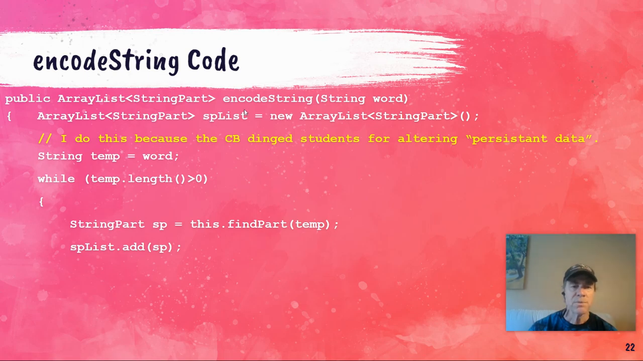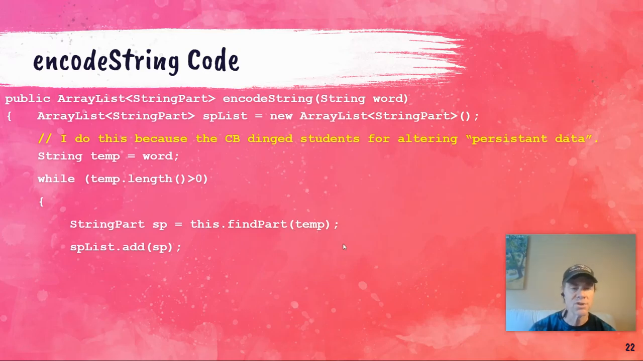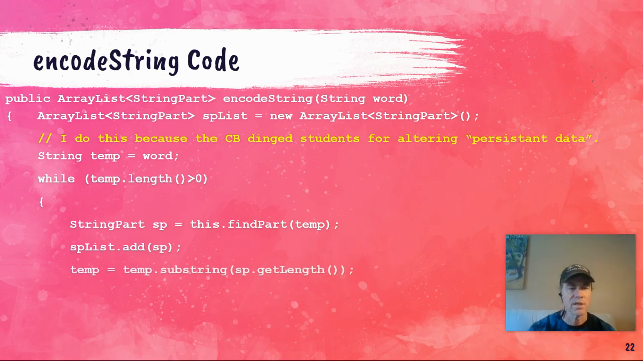Now this is where the truncating of temp comes in. So I know how long that's going to be. Let's say the first word is cat. Cat is found. It starts at position 0 and the length is 3. Substring with one parameter starts at that index and goes all the way to the end. That is, in fact, going to get rid of the word cat.